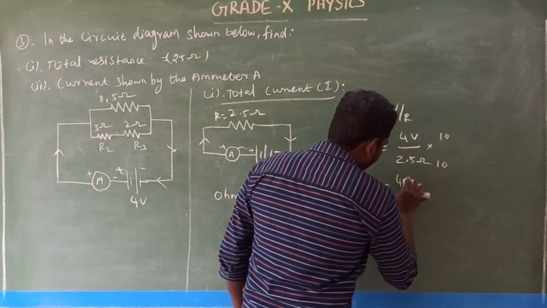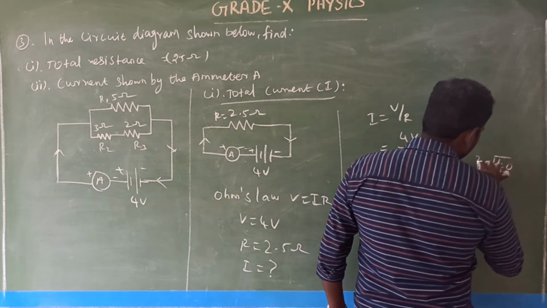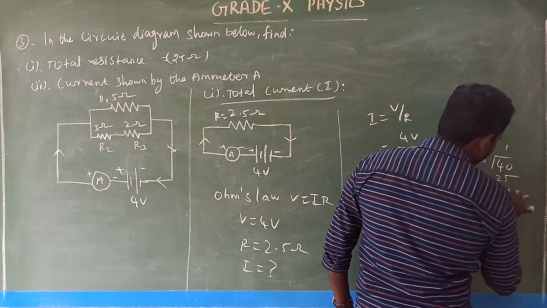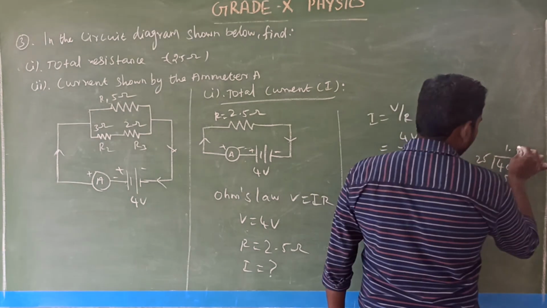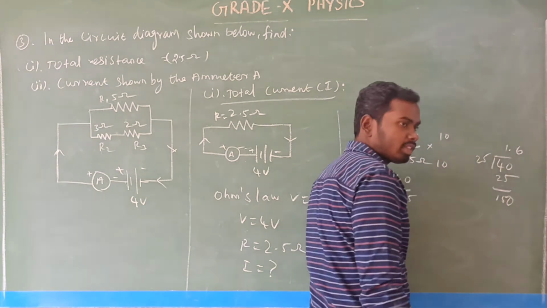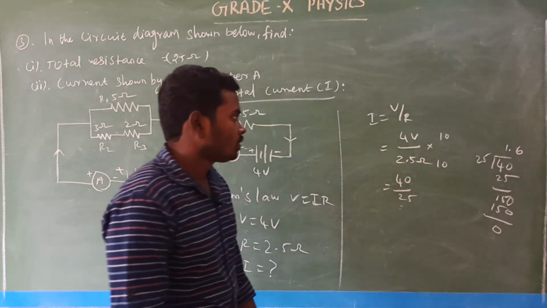So 40 divided by 25. You further divide 40 with 25. So 125, 25, remaining 15. Put one dot, add a 0, and remaining 6 into 25. That is equal to 150. That's all. So total current value, how much?